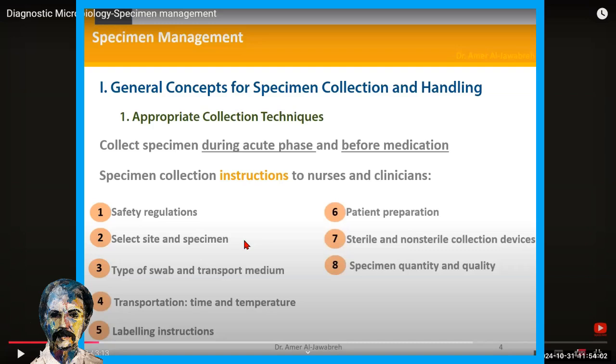I need enough sample or enough specimen so that I can work, not only just a small portion of a specimen.